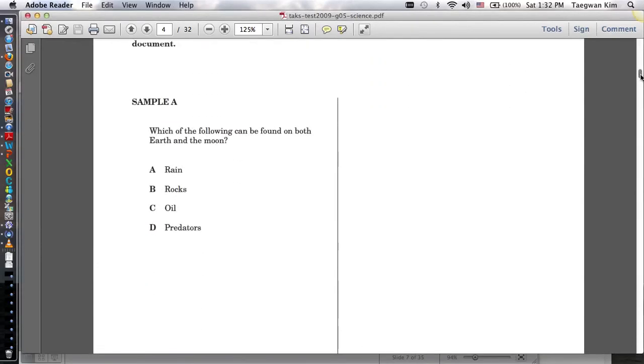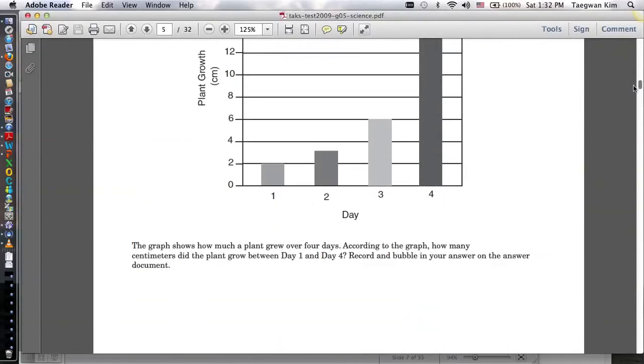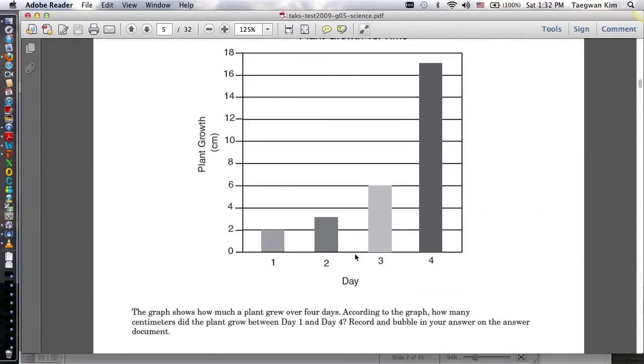See, which of the following can be found on both Earth and Moon? Okay, and then see. The graph shows how much a plant grew over 4 days. According to the graph, how many centimeters did the plant grow between day 1 and 4? So students need to read the graph.